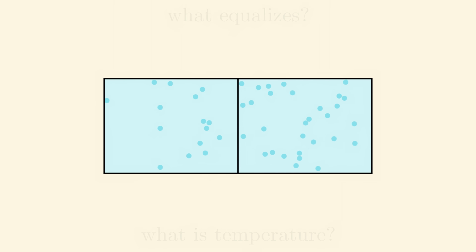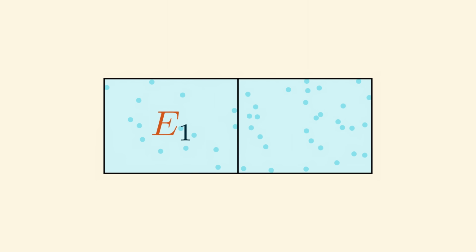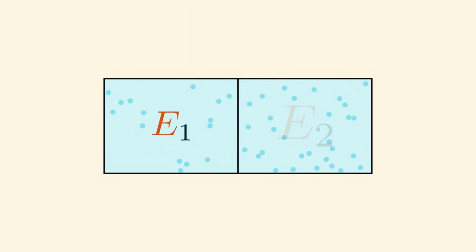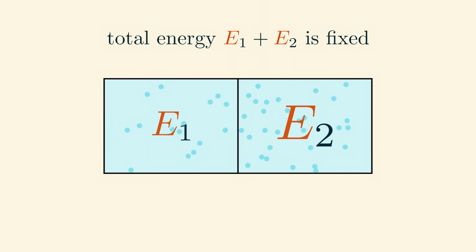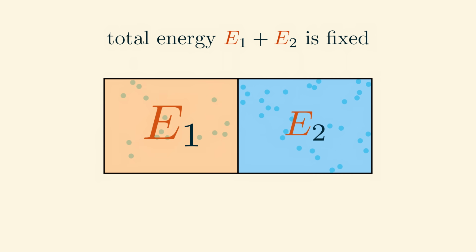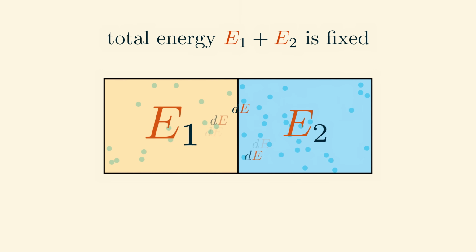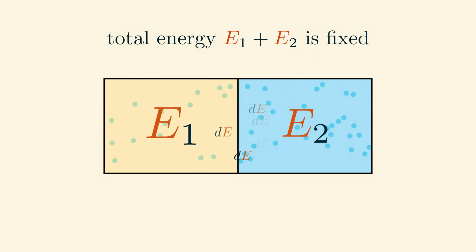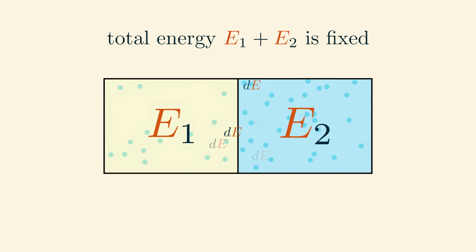To do this, let's formalize things a bit. At any given instant, System 1 will have some energy, which we'll call E1, and System 2 will have energy E2. The total energy of the combined system is E1 plus E2, and that can't be changed. But energy can move back and forth between the two subsystems, so E1 can increase if E2 decreases by the same amount. We'll use dE to denote a small energy packet that could be transferred from one system to the other.